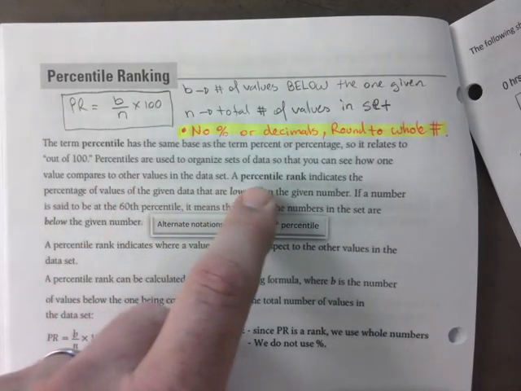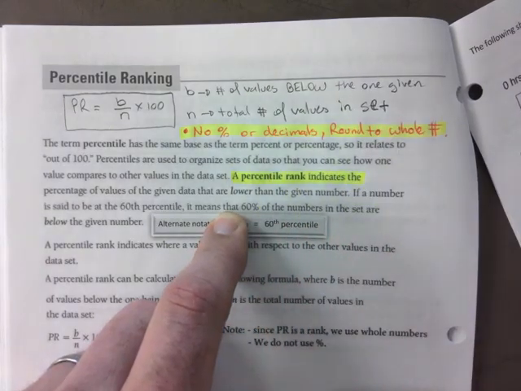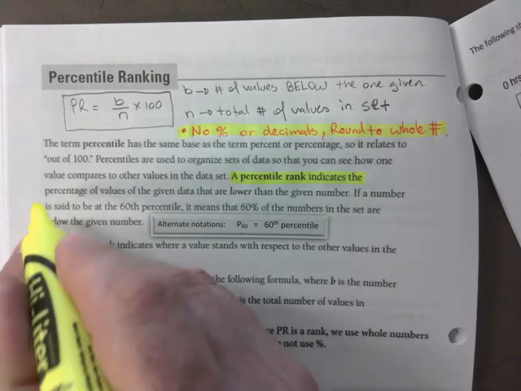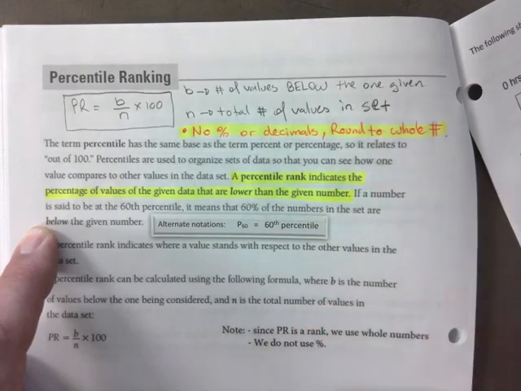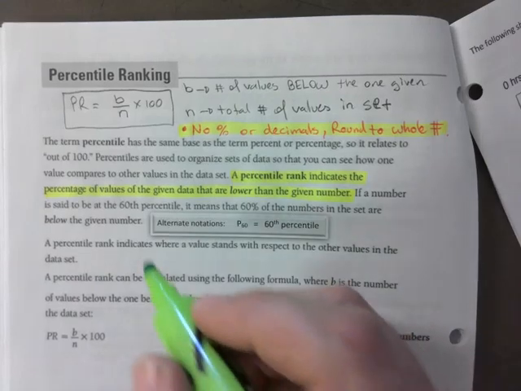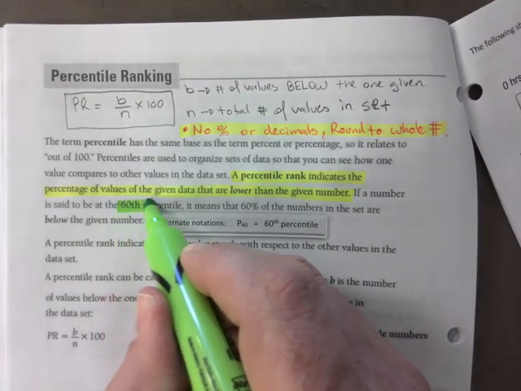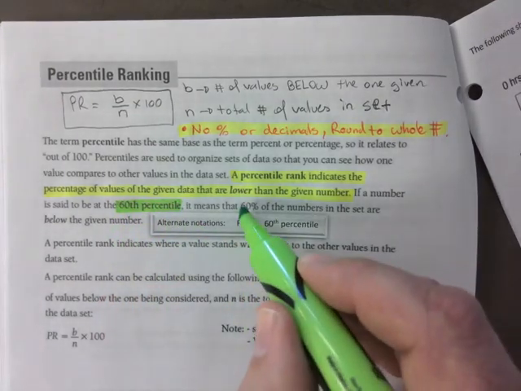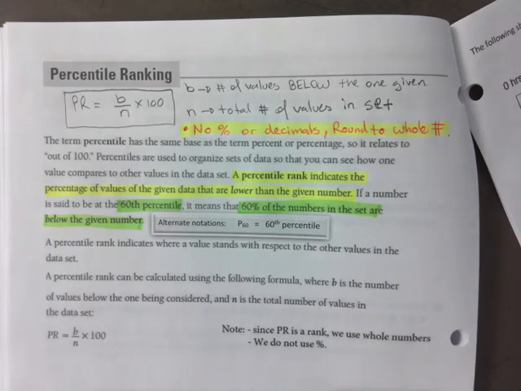I'm going to highlight a percentile rank. Highlight this part if you're highlighting, if not underline. A percentile rank indicates the percentage of values of the given data that are lower than the given number. I'm going to switch colors just so it stands out a bit. So if someone says, my income puts me in the 60th percentile, that means that 60% of people earn less than me. That's what 60th percentile indicates.